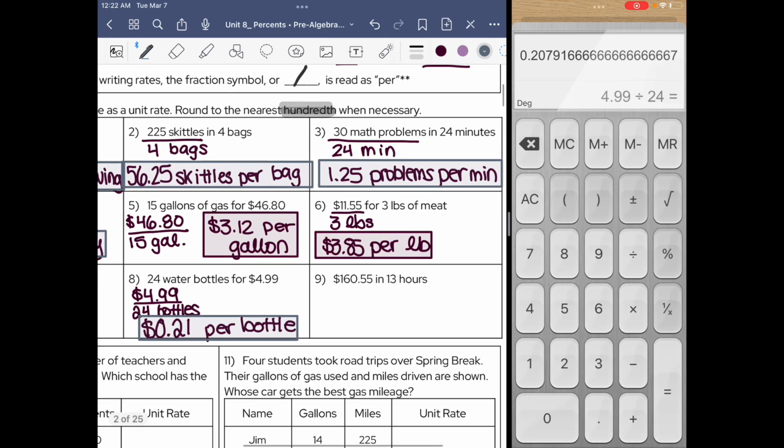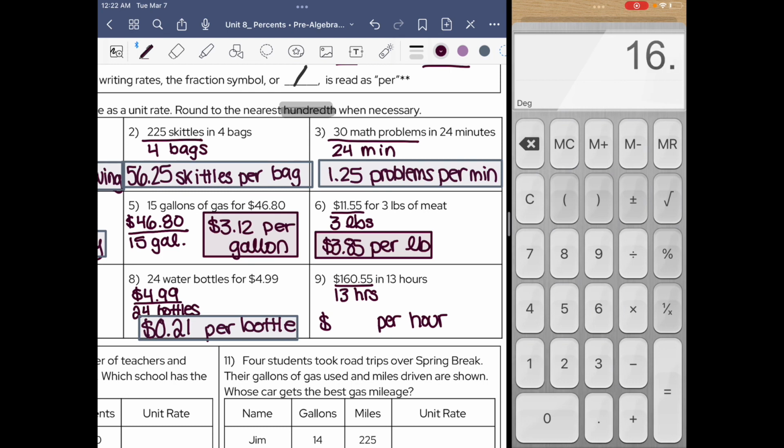Okay? And then the last one would be like somebody's pay. $160.55 in 13 hours. So this would be how much somebody was making at work. So since money goes first, I can leave that on top. And I'm going to write hours on the bottom. So I am finding out this person's pay per hour. 160.55 divided by 13 is $12.35.